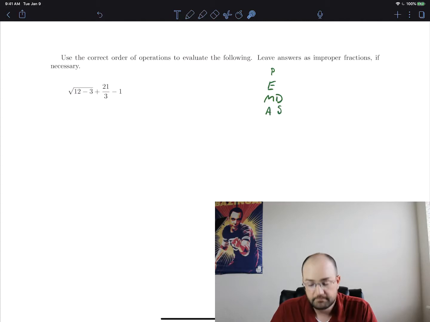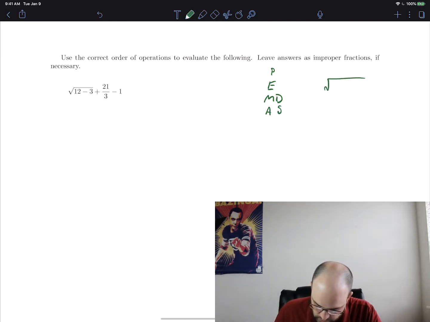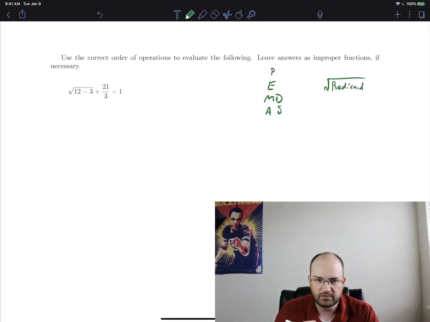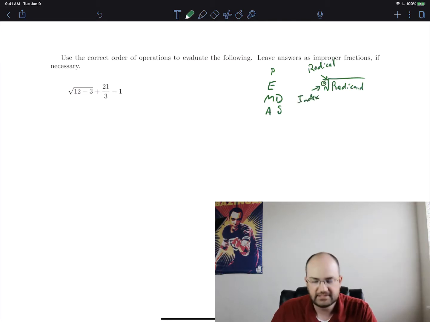The expression that we have is the square root of 12 minus 3 plus 21 over 3 minus 1. Now looking through this, I'm not actually seeing any parentheses, but there are in fact parentheses here because of the square root of a radicand. The radicand is whatever's underneath what's called the radical, which by the way, this is called a radical. And there's also a little n there called an index. It's the index of the radical.